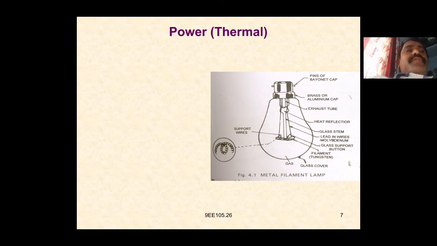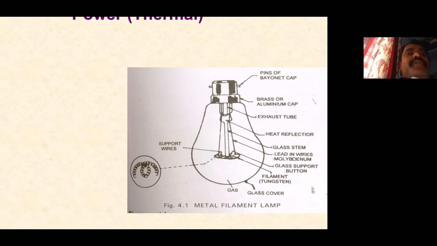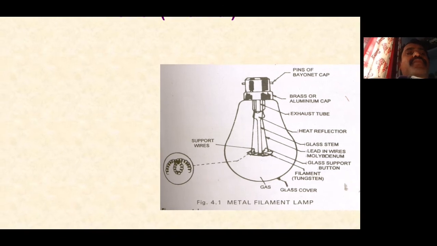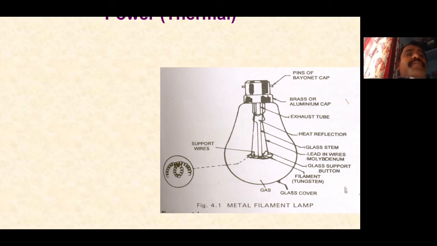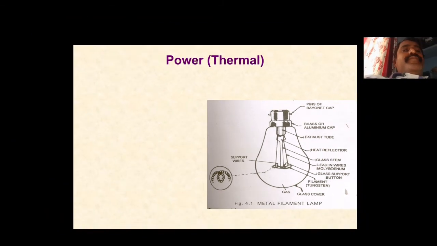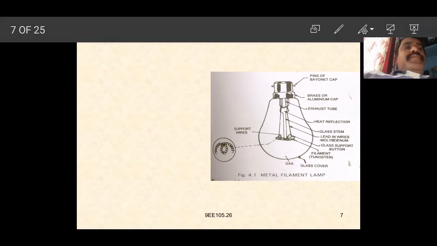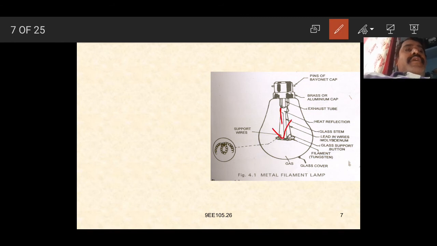Now the thermal case, that is, we can say it is nothing but the electrical bulb. The ends of the bulb have two pins. The main function of these two pins is to fix the bulb inside the lamp holder. Once we fix the bulb inside the lamp holder and switch on the light, the current can flow, electrons can flow. The current flows across the glass stem, and the tungsten filament glows and appears as light.